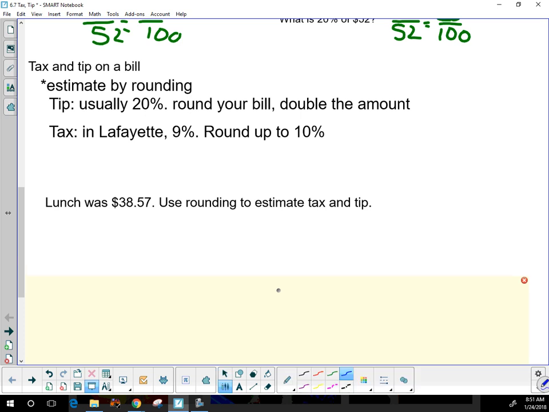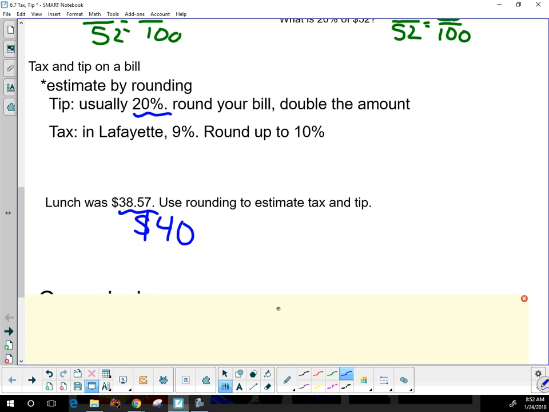So what I would do is I would start with rounding the bill itself. Okay, so why don't you pause the video and try to find out your total bill. Okay, for the sake of making life easy, I'm going to say it was 40 bucks. I'm going to find out my tip, 20%.